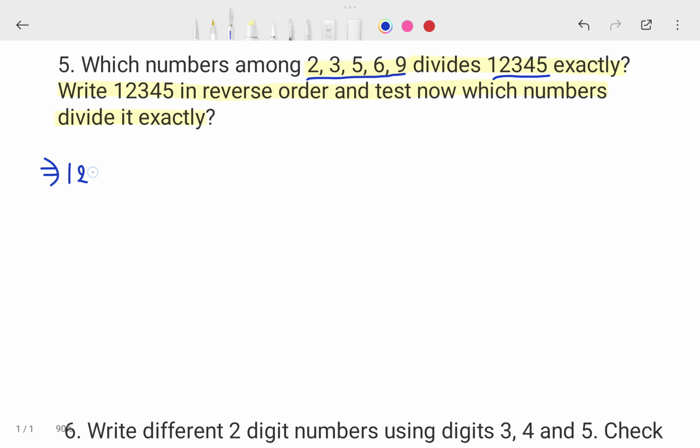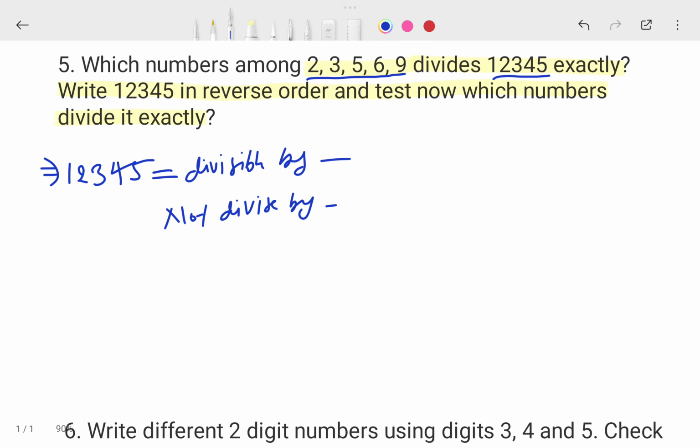This is given 1, 2, 3, 4, 5. We have to check whether this is divisible by 2 or not. So we have to write divisible by here, and here we have to write not divisible by. Let's check this number. If the end number is 0, 2, 4, 6, 8, it is divisible. Here the end number is 5, so it is not divisible by 2.